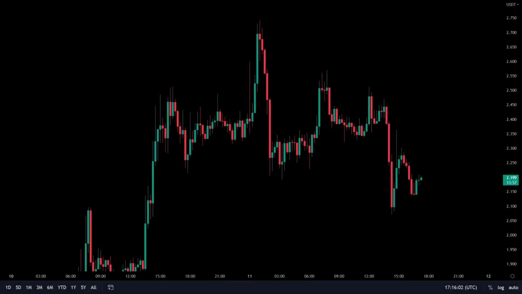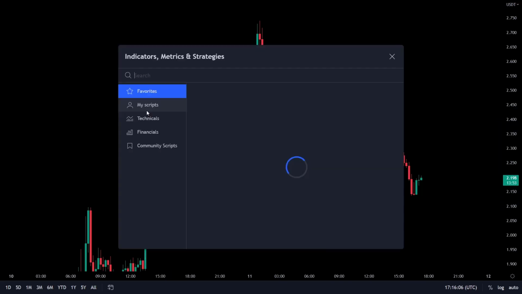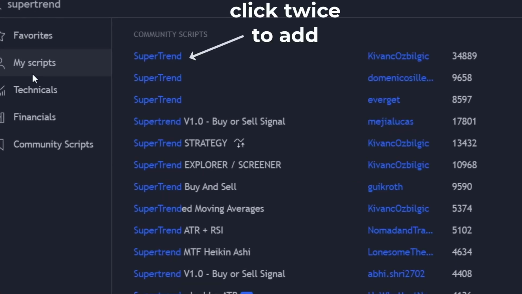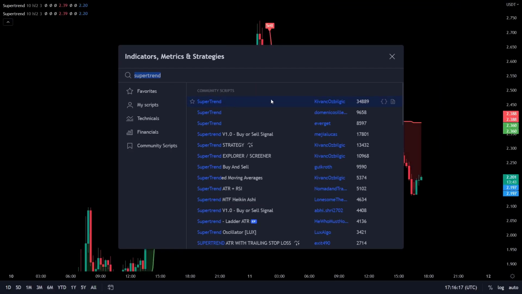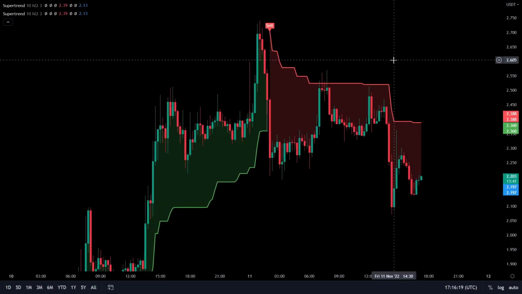First, let us add the two Supertrend indicators used in this strategy. We open TradingView and go to Add Indicators. Then we type Supertrend. Under the community scripts, we add the Supertrend indicator twice. We do not need to add another indicator, just clicking twice on the indicator does the trick.